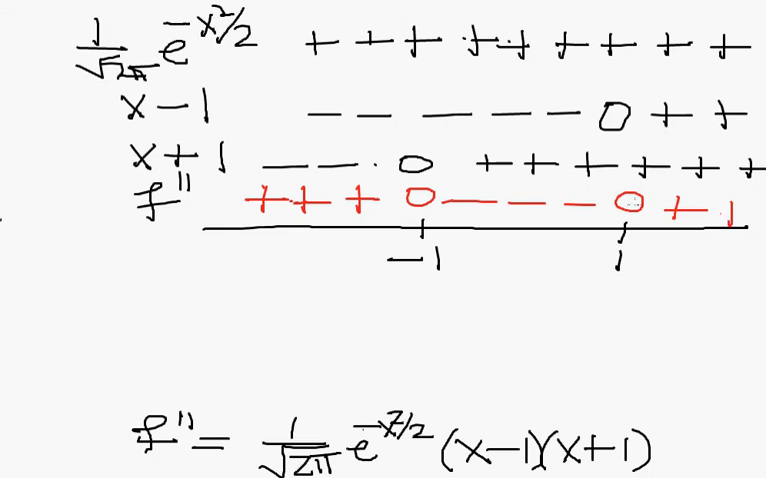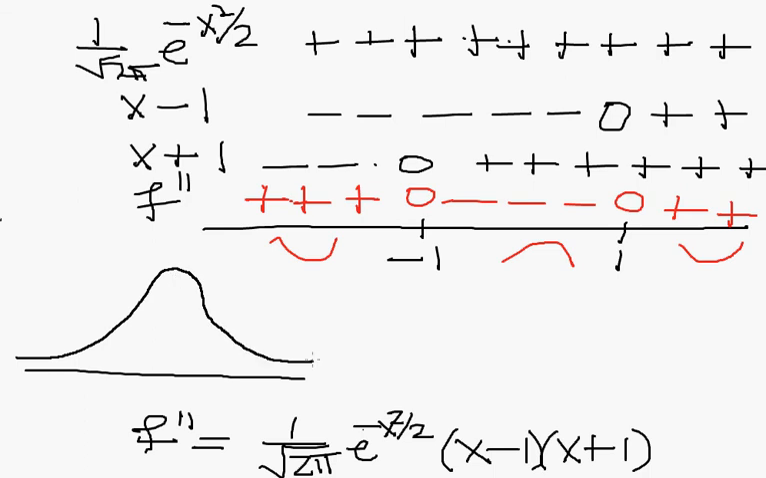So the graph here is concave up, concave down, concave up, which means that -1 and +1 are the points of inflection. And indeed we see that in the graph. The graph changes concavity at -1 and at +1. Here it's concave up, here it's concave down, and then over here again concave up.